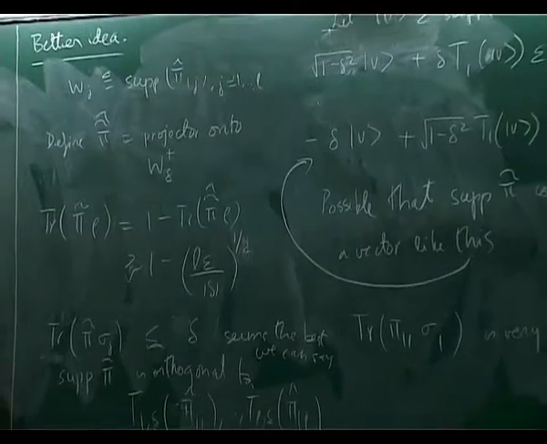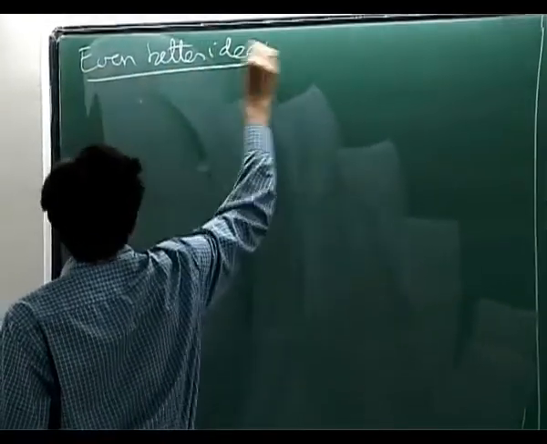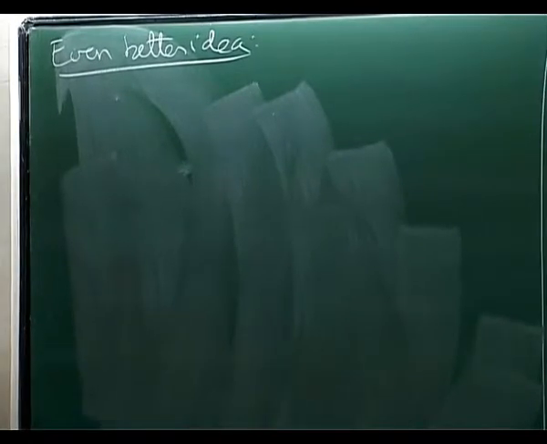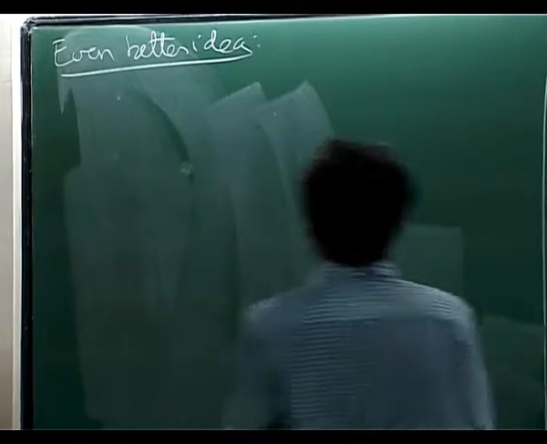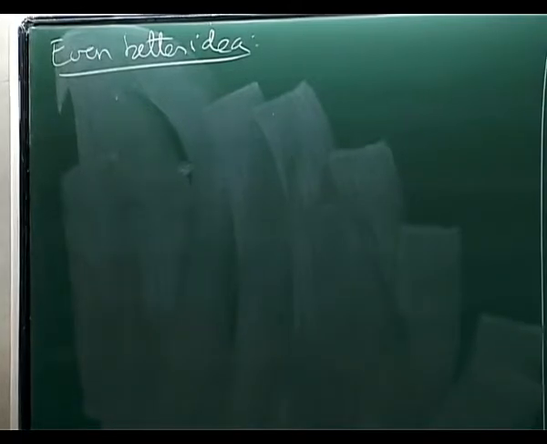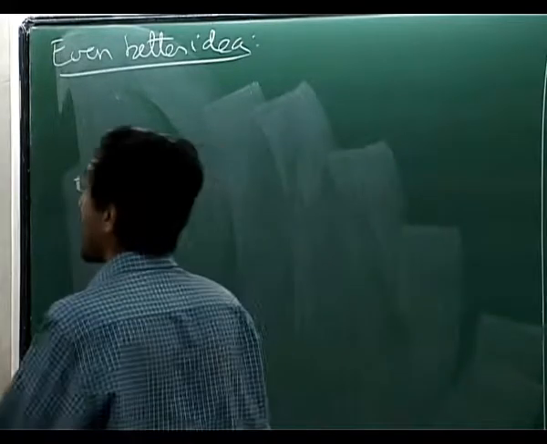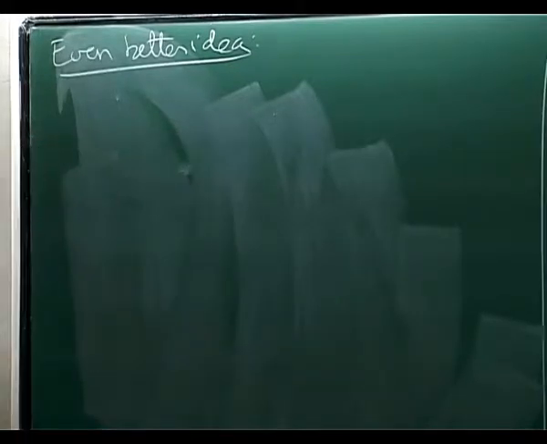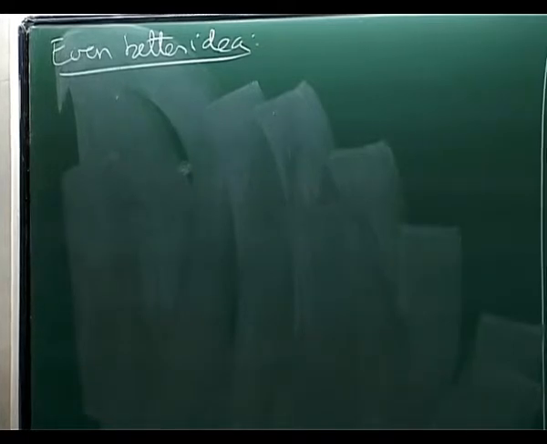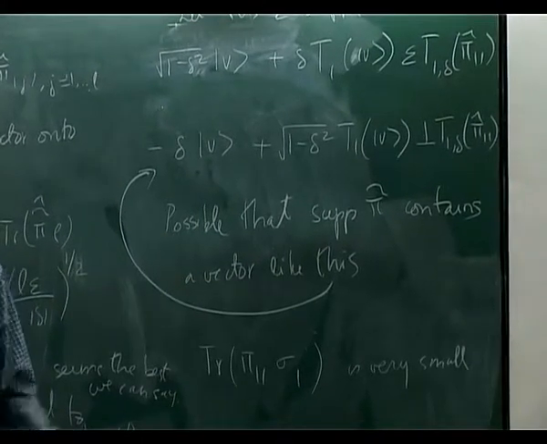Okay. So, an even better idea. So why did this idea fail? This idea failed because in the support of sigma 1, I mean, sigma 1 lies in the original Hilbert space H. And this V also lies in the original Hilbert space, and this V has a large overlap with sigma 1. That's what it feels.